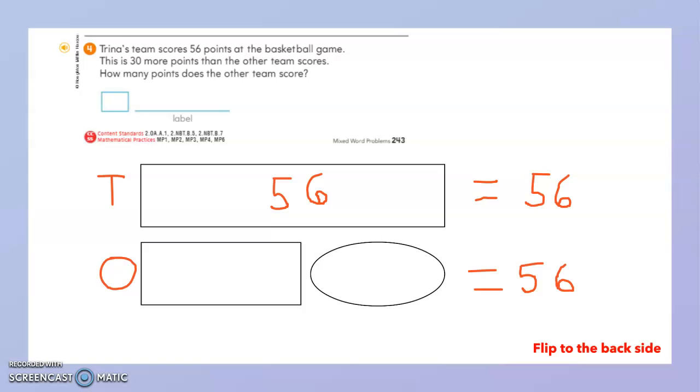It says this is 30 more points than the other team scores. I see that the 30 is attached to this special word more. That's the difference. Where does the difference go? Yep, into the oval. So our unknown is how many points the other team scores. Remember, this is like our math mountain. So we can do 56 minus 30 to get our unknown, or we could do unknown plus 30 gets us to 56. I'll write those over here. There are 2 options.